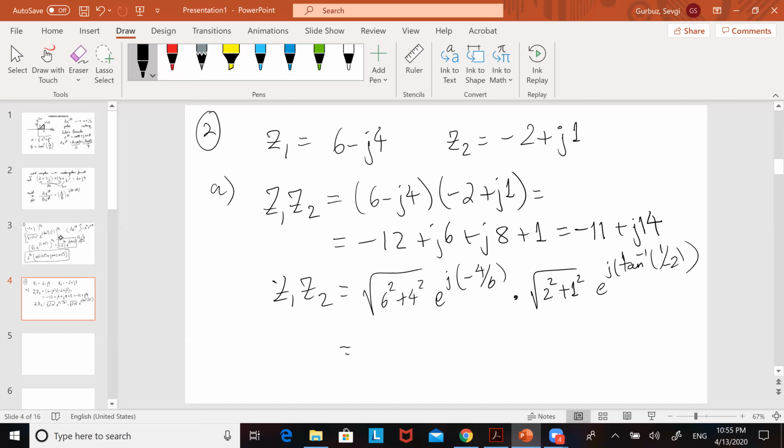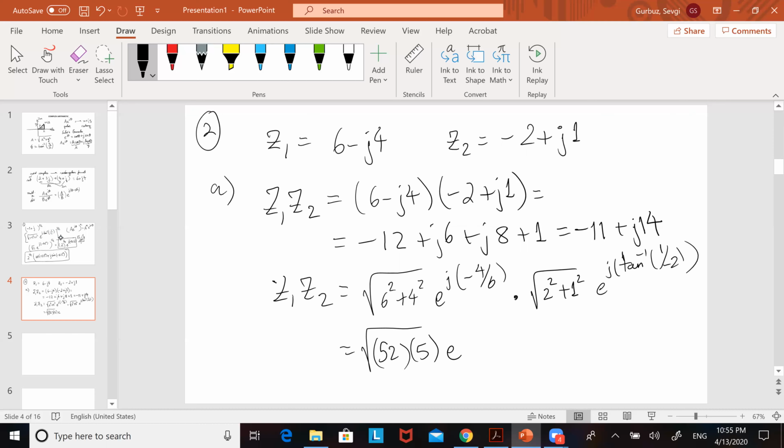And then we would combine terms. So you would end up getting the square root of, let's see, 36 plus 16 would give us 52. So this would be the square root of 52 times the square root of 4 plus 1, which is 5.